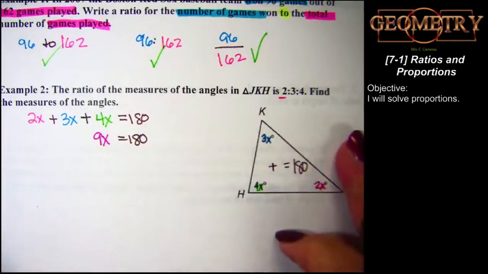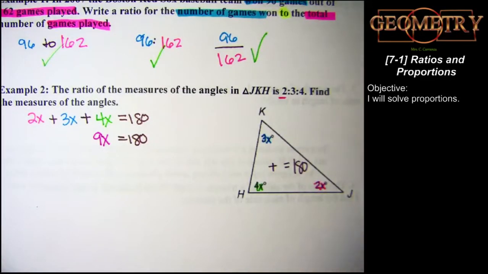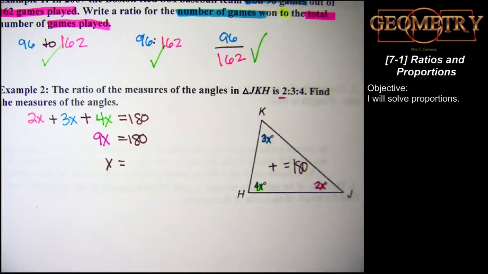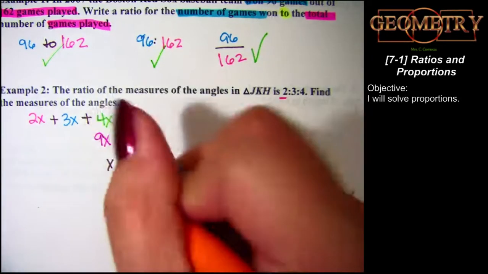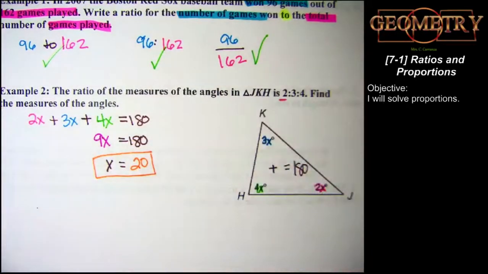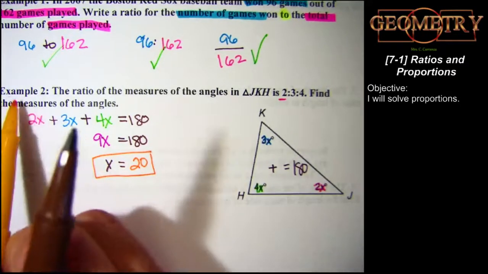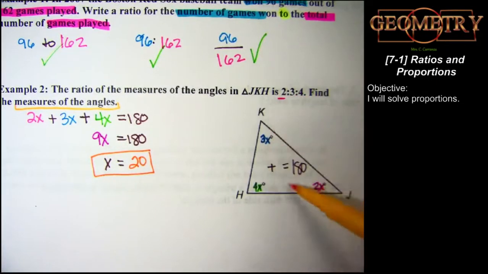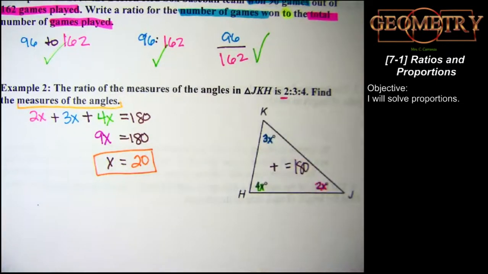And now I need to solve for x. And x is 20? Okay. Am I done? No. Why not? We have to find the ratio, because I have to find the measures of the angles. That's what I was asked to find. I use this ratio to help me find an equation that I could solve that would let me figure out the measures of the angles.